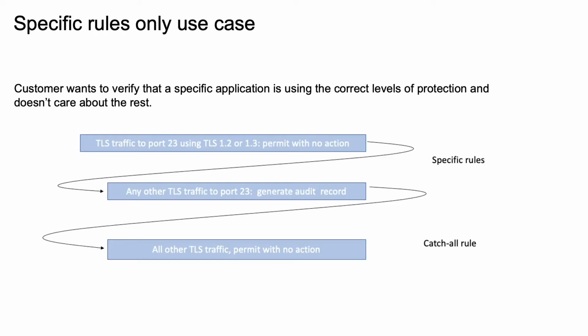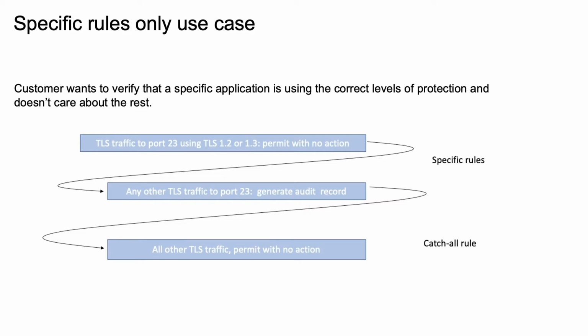This use case illustrates that general rules are optional. In this use case, the customer wants to ensure that all telnet connections are protected by TLS version 1.2 or higher. The customer does not care about the TLS protection level for any other application's connections. In this case, there is no general rule in the TLS rule set, only specific rules for the connection types that the customer wants to monitor.